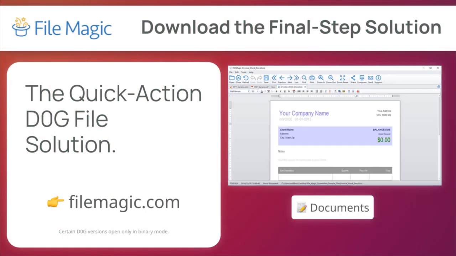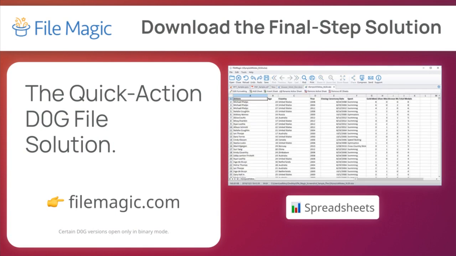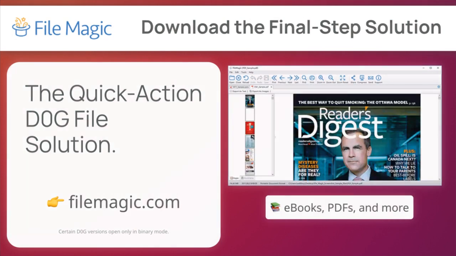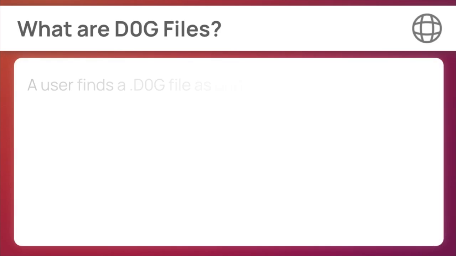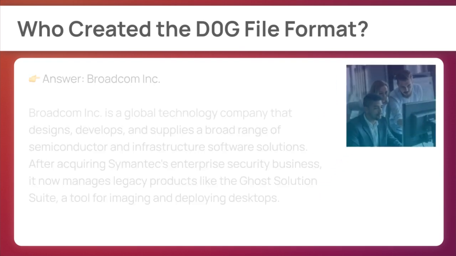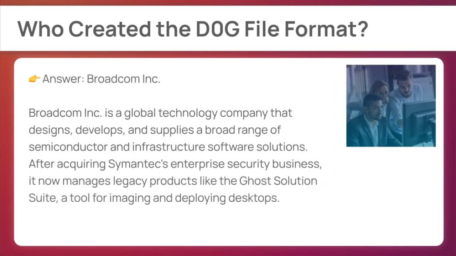This involves the correct application of a single premium D0G file inspection utility designed for broad-spectrum file support. A user finds a D0G file as part of a larger backup set created by Norton Ghost. This file is not a standalone image, but a segment of a full disk image that was split to fit on smaller media like CDs or DVDs. The user's goal is to restore a complete system or access specific files from the backup.